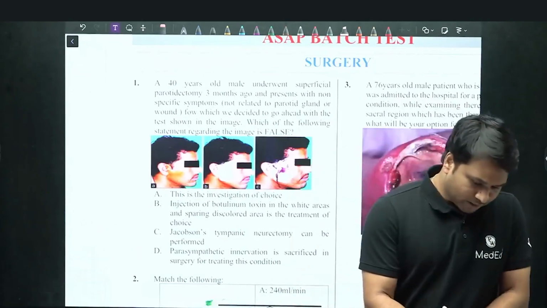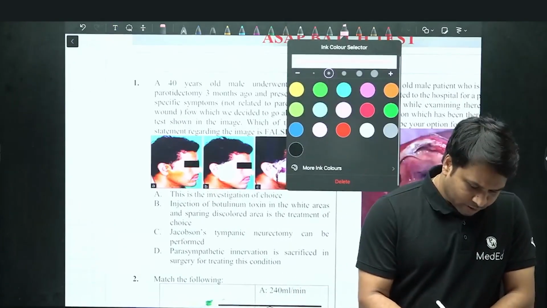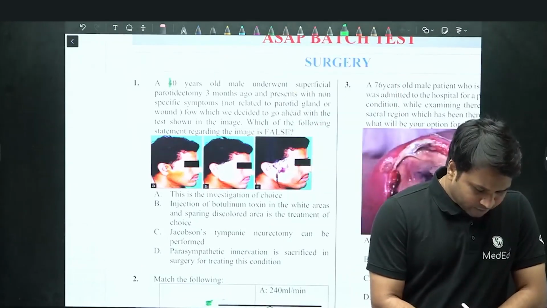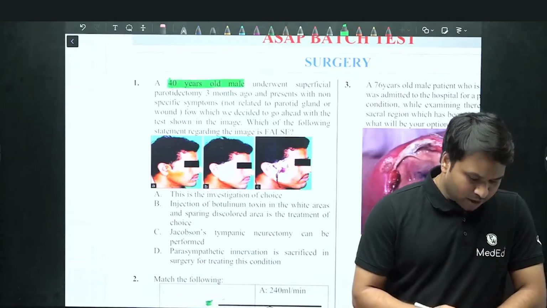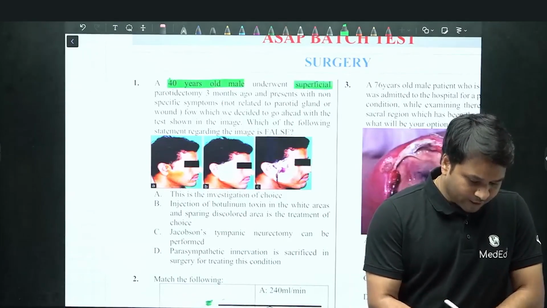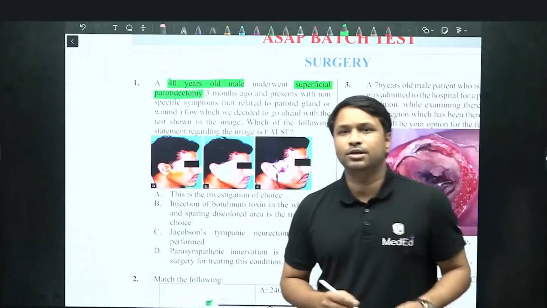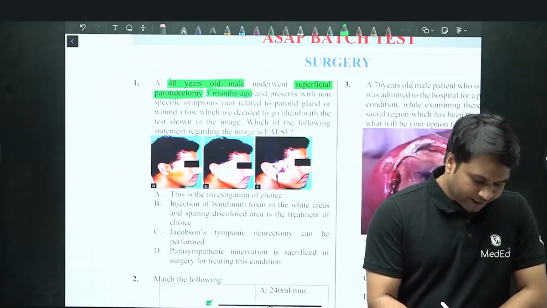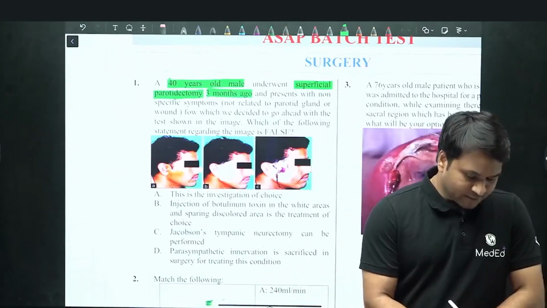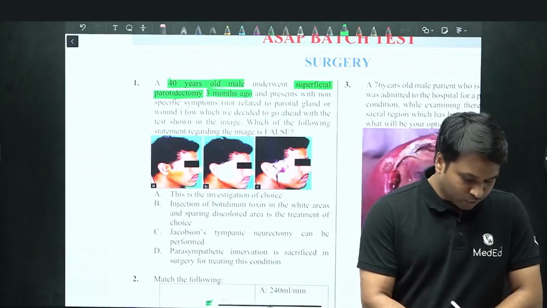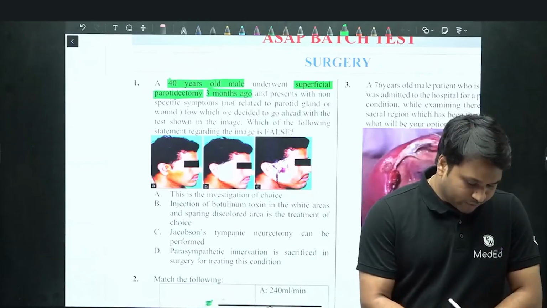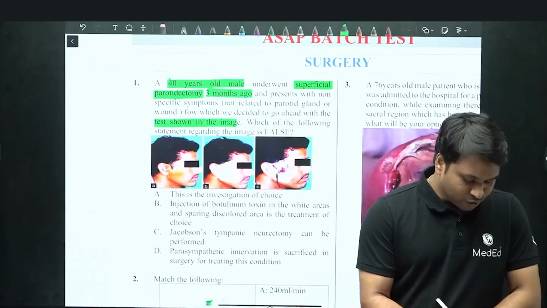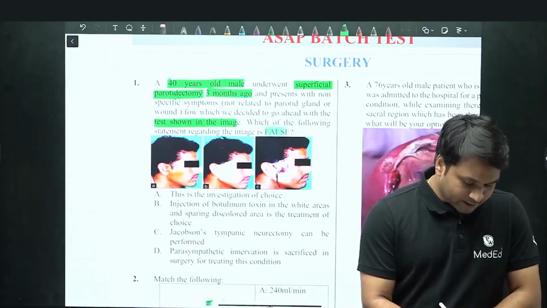The question number one that we have is a 40-year-old male. I have a 40-year-old male who underwent a superficial parotidectomy. Okay? So he underwent a superficial parotidectomy 3 months ago. This period is also important. He presents with non-specific symptoms not related to the parotid gland or the wound, for which he decided to go ahead with the tests shown in the image. In the image we have a test. Which of the following statements regarding this is false?